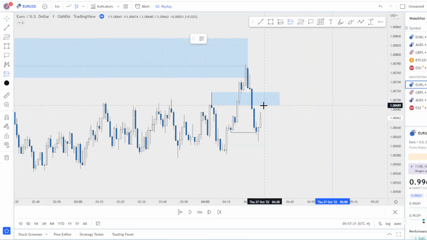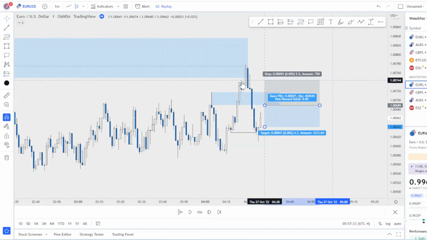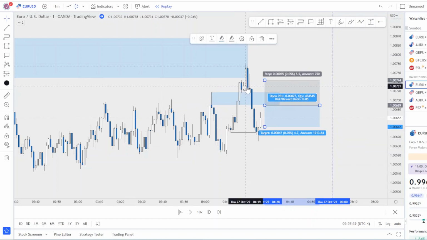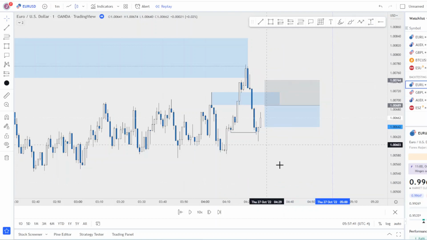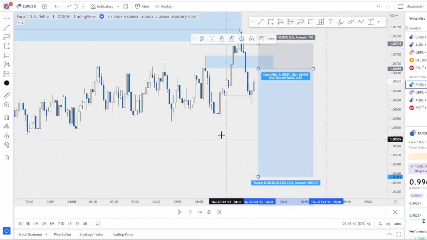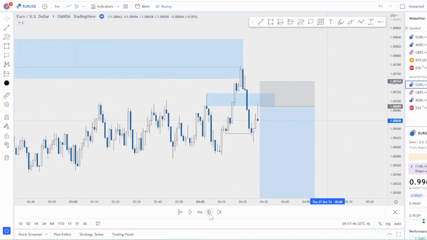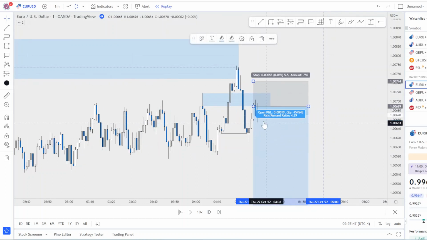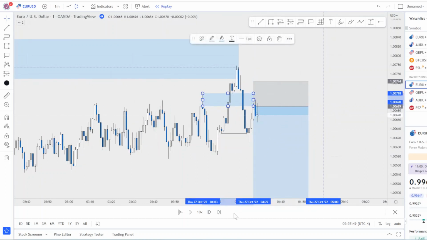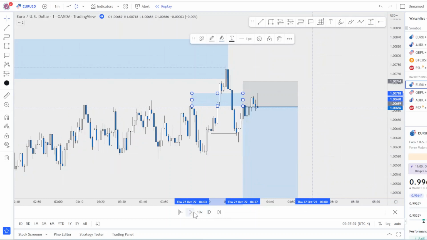So I was simply just going to enter here, and my stop loss was above that high, just in case it came into here and filled up this gap and tapped into the order block as well. So that was simply my trade that I was going to take. Well, I did take it. Price tapped me in nicely, and then it fell.